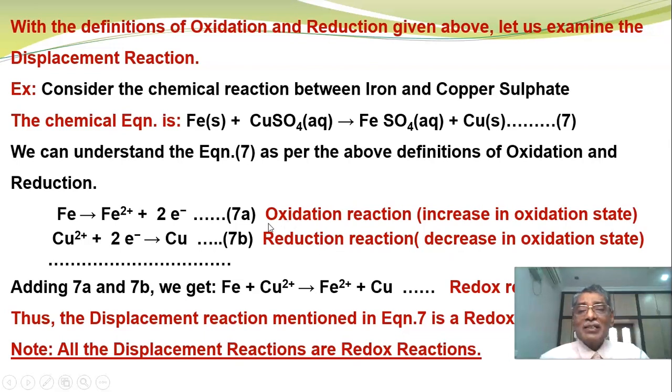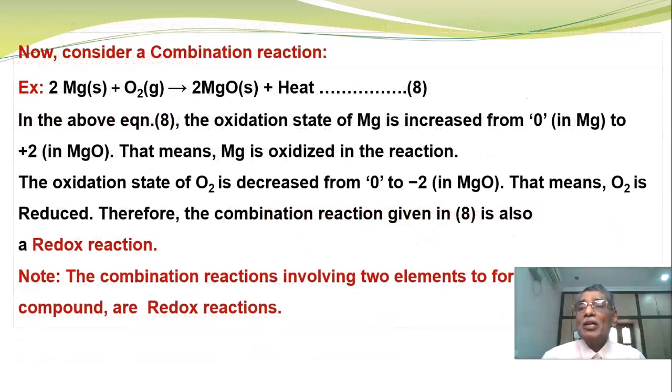You add 7A and 7B, we get Fe plus Cu2+ gives rise to Fe2+ plus Cu. This is a redox reaction. Thus, the displacement reaction mentioned in equation 7 is a redox reaction. You can observe and examine any displacement reaction. You will conclude that all the displacement reactions are redox reactions. Now consider a combination reaction.